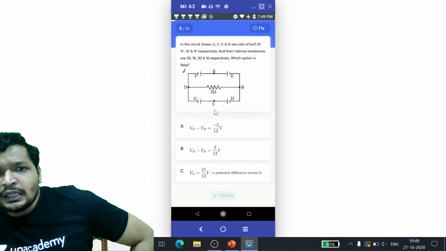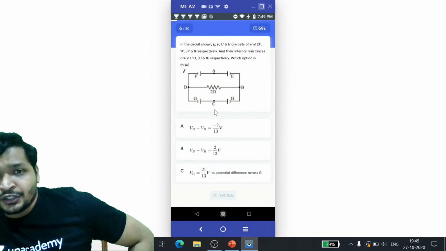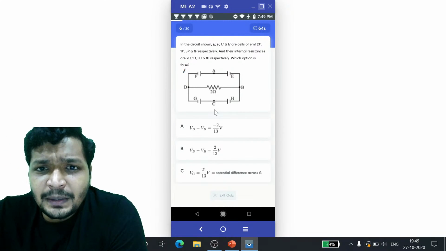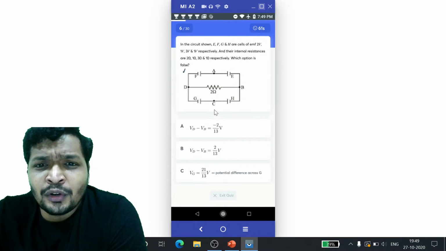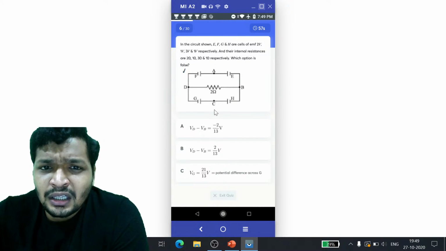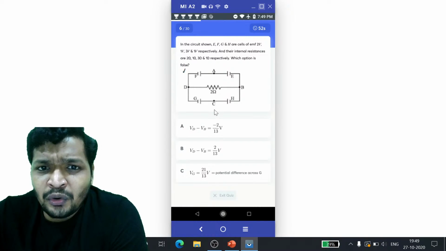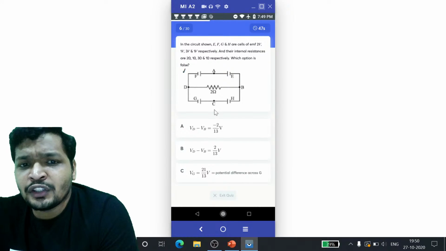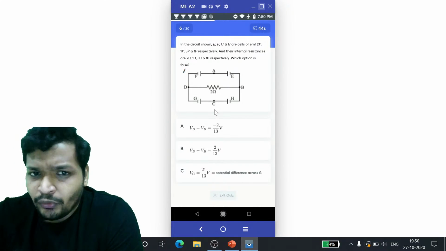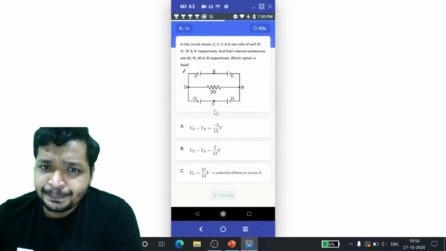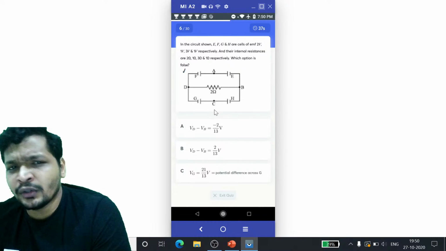Right. In the circuit shown, E, F, G, H are cells of EMF 2 volt, 1 volt, 3 volt, and the internal resistances are 2 ohm, 1 ohm, 3 ohm, 1 ohm, in the ratio of the voltages. Then which of the following options is false? Of course, the concept is going to be Kirchhoff's law, right? You can't move without Kirchhoff's law.